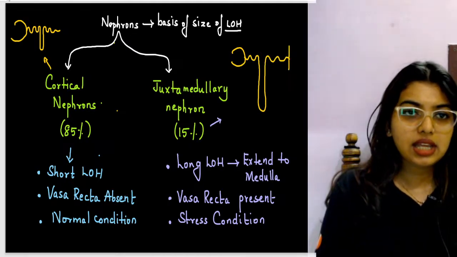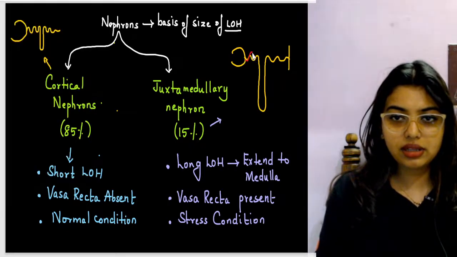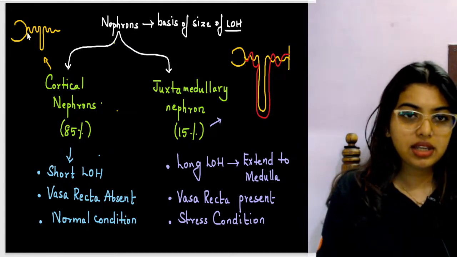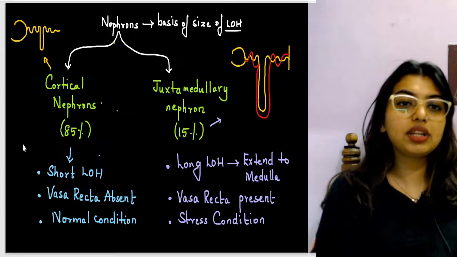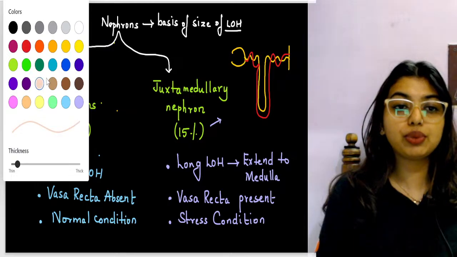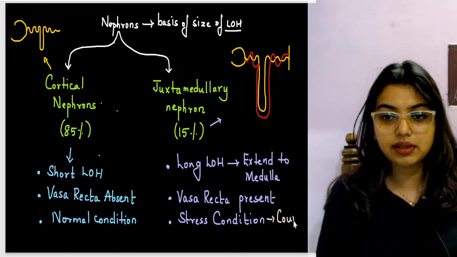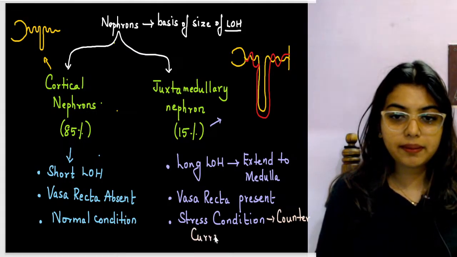Understood? Now remember this. Here there is going to be a long vasa recta. Here there can be no vasa recta. Clear? So the juxtamedullary nephron is going to work during the stress condition because it helps in the countercurrent mechanism.